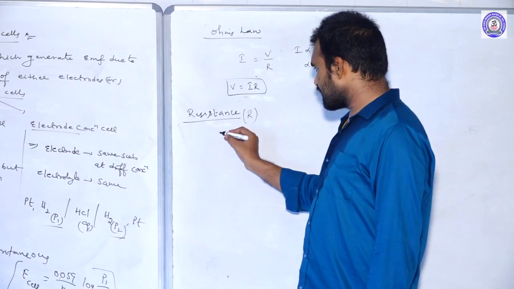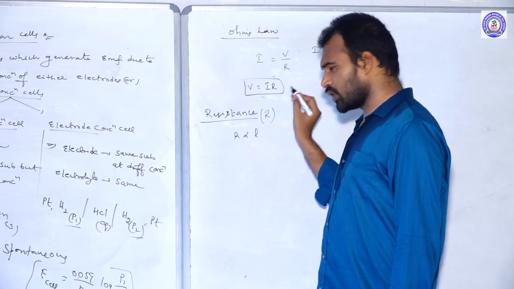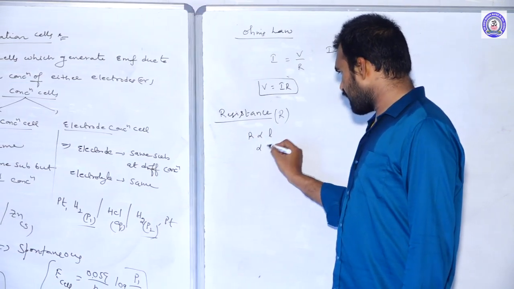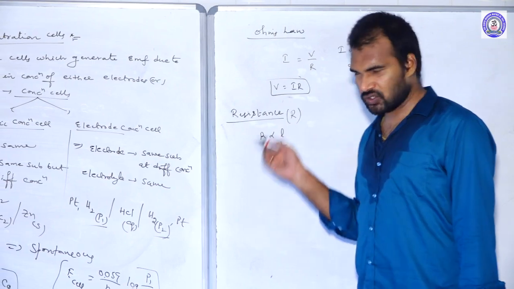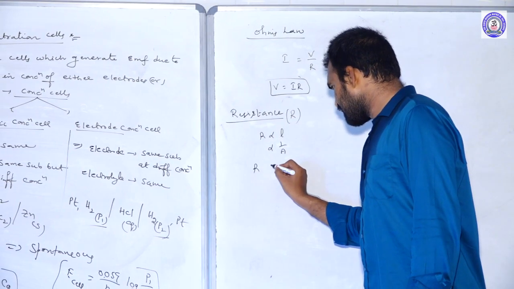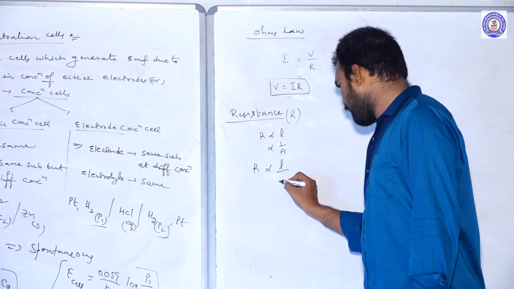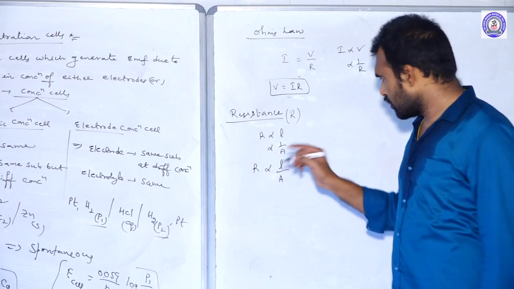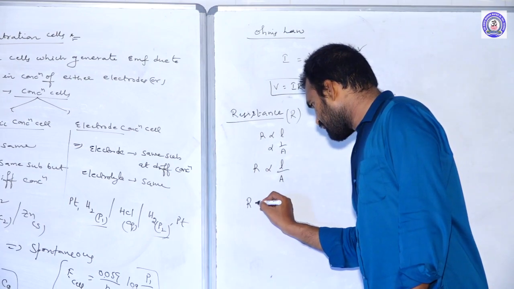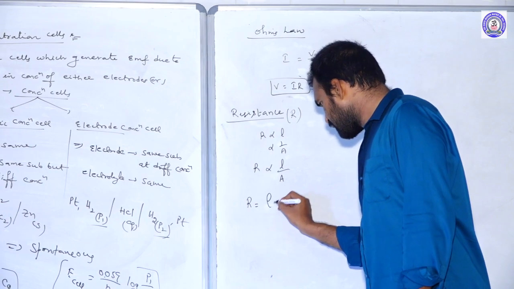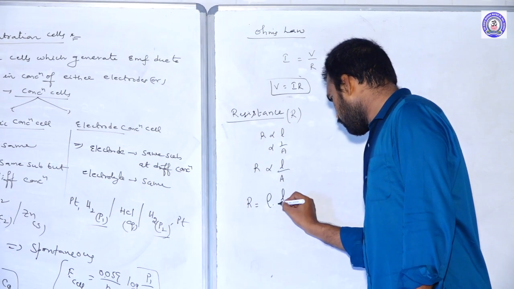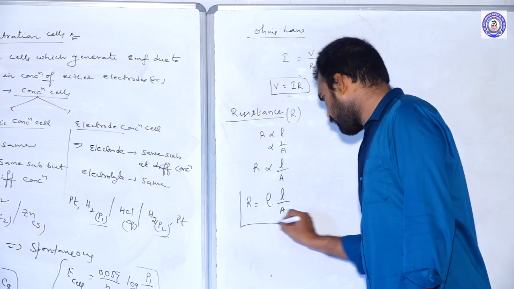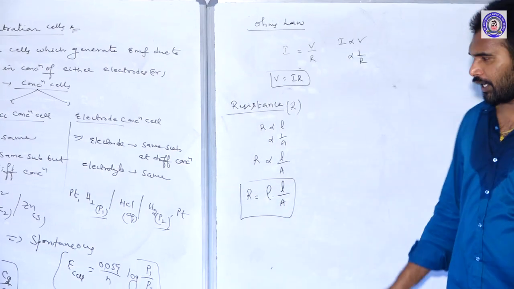Remember that resistance is directly proportional to length and inversely proportional to A. So from that, what can we write? Resistance is proportional to L by A, where A is the area of cross section. If we remove the proportionality, resistance R is equal to specific resistance into L by A. Remember this formula, very important.